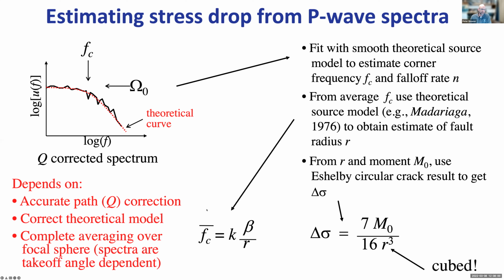But this all depends upon the fact that we've been able to correct for the path effects, that we have the right theoretical model, and also that we have complete sampling of the focal sphere, we call it, because we can have radiation pattern and directivity effects that are going to need to be averaged out.